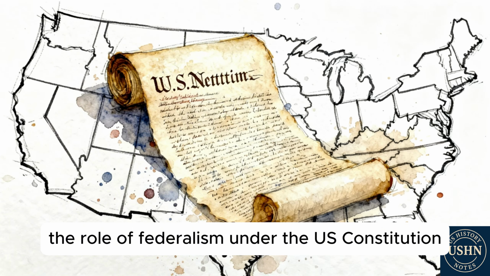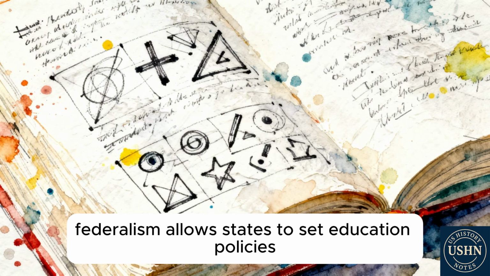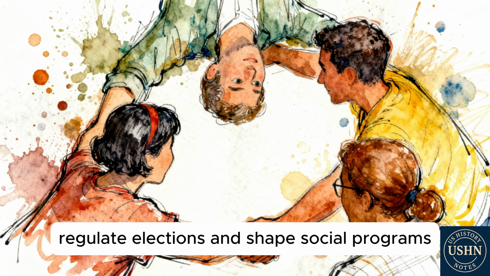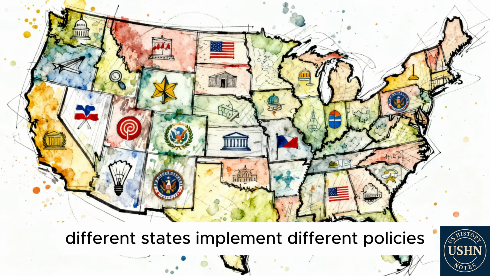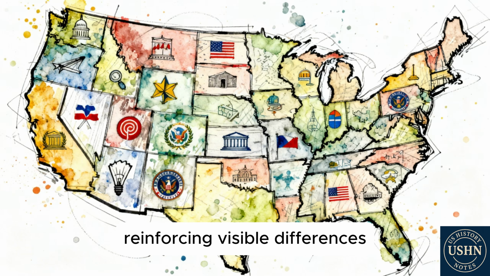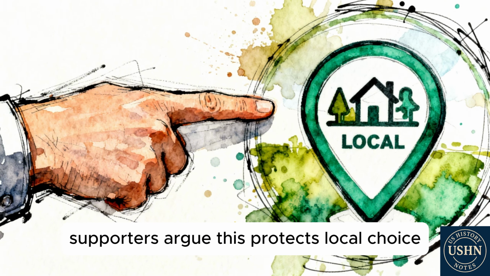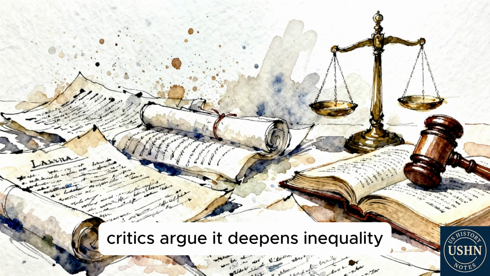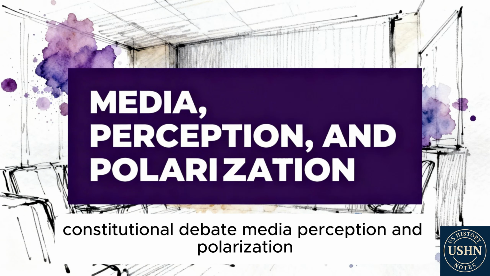The role of federalism. Under the U.S. Constitution, states retain significant power. Federalism allows states to set education policies, regulate elections, and shape social programs. This means different states implement different policies, reinforcing visible differences. Supporters argue this protects local choice. Critics argue it deepens inequality. Both views exist within legitimate constitutional debate.